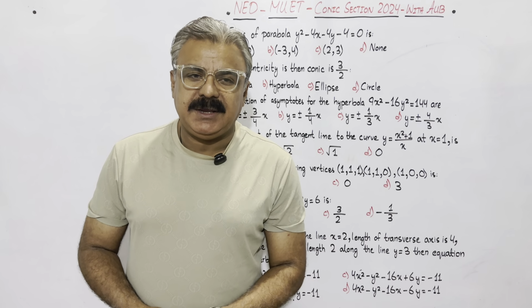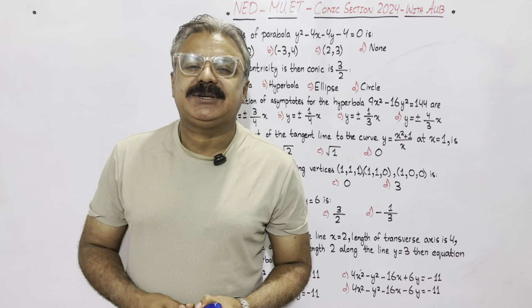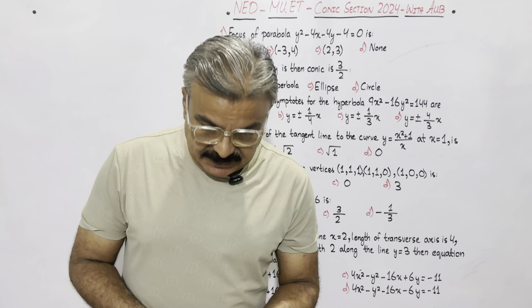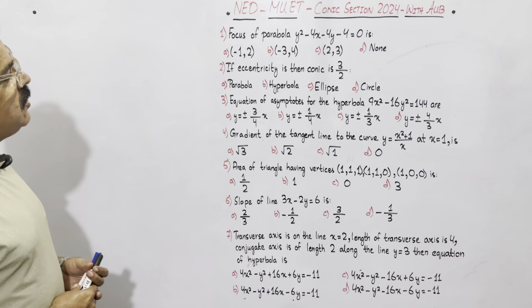It's math with AUB. Let's deal with some questions about conic sections including straight lines. Our question number 1 says: find the focus of the parabola. We are asked to find the focus of the parabola.